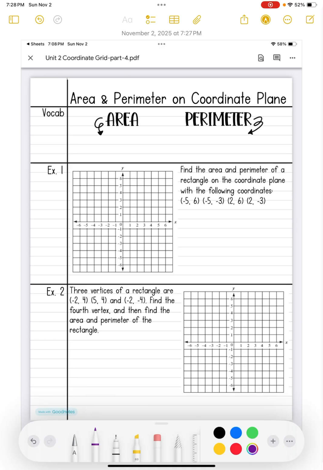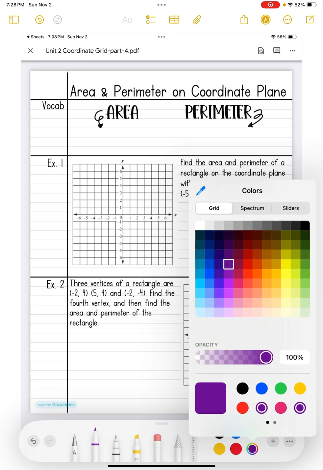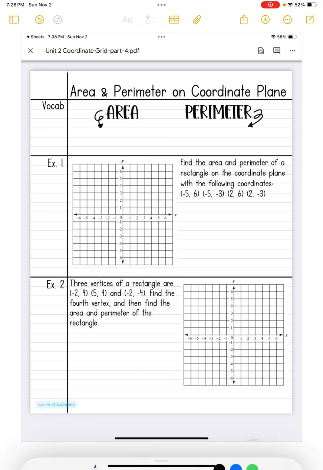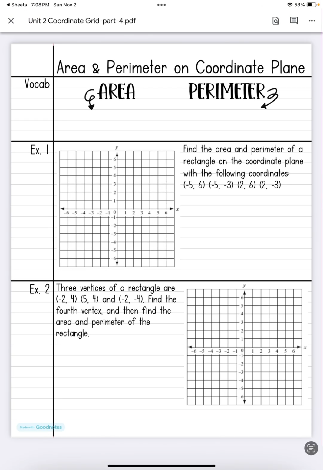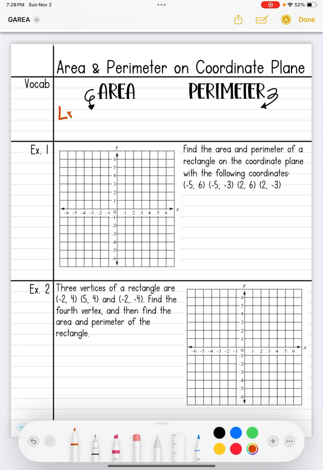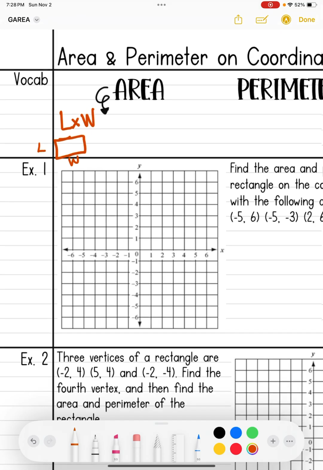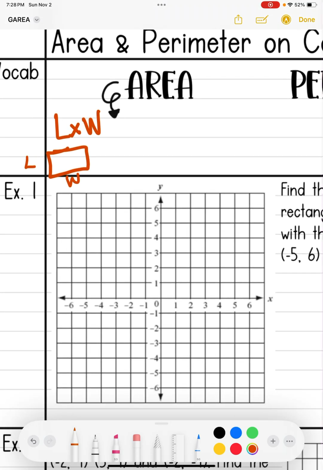So area, the formula would be, let's make sure we're writing, length times width. Okay, so basically, if I have a shape here like this, I am going to multiply this side times this side. So let's write the definition. And remember, whatever I write, you are writing.